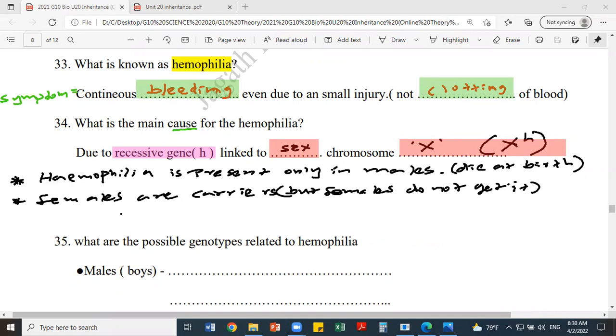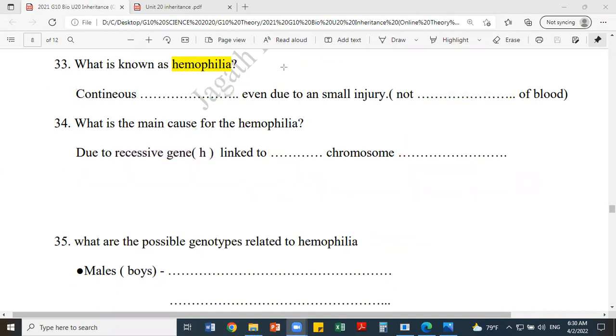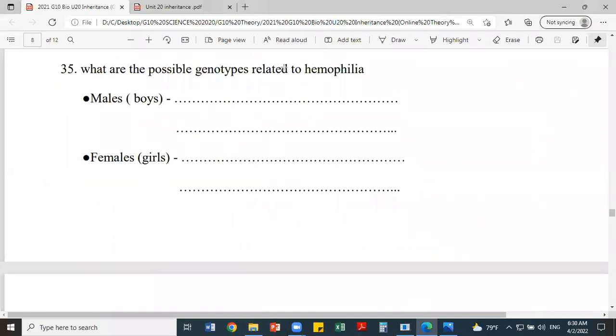So I'll erase the screen. You can write here: possible genotypes. Males, right? There are two possible genotypes. Any male is XY. So males can be X capital H Y, or males can be X simple h Y.